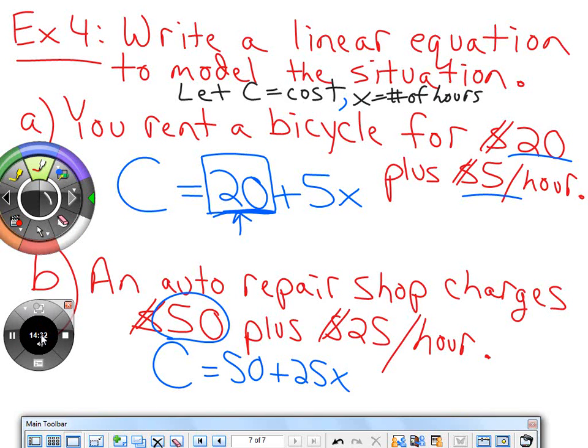Should be good on 5.3. Make sure you're good on all 4 of those skills.